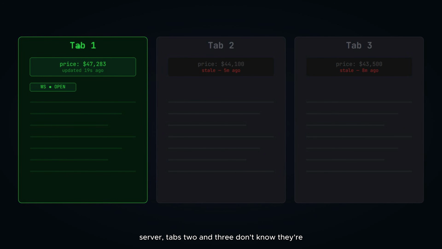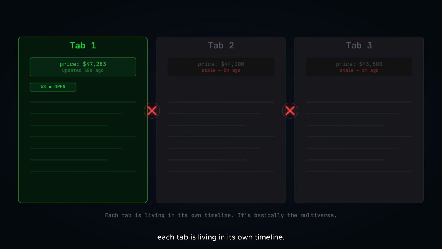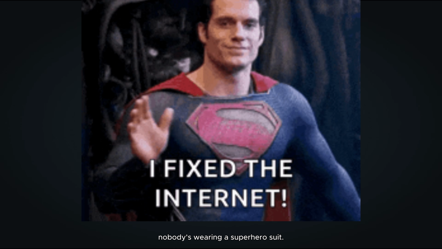And it gets worse. When tab 1 receives new data from the server, tabs 2 and 3 don't know. They're still showing stale state, old prices, old messages, old everything. Each tab is living in its own timeline. It's basically the multiverse, except less fun, and nobody's wearing a superhero suit.